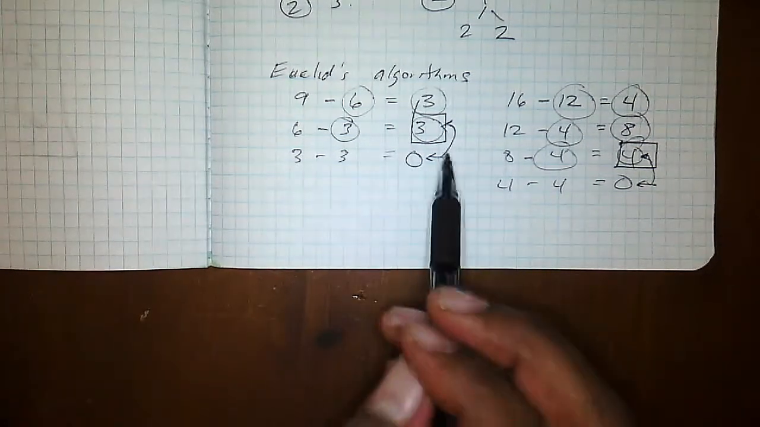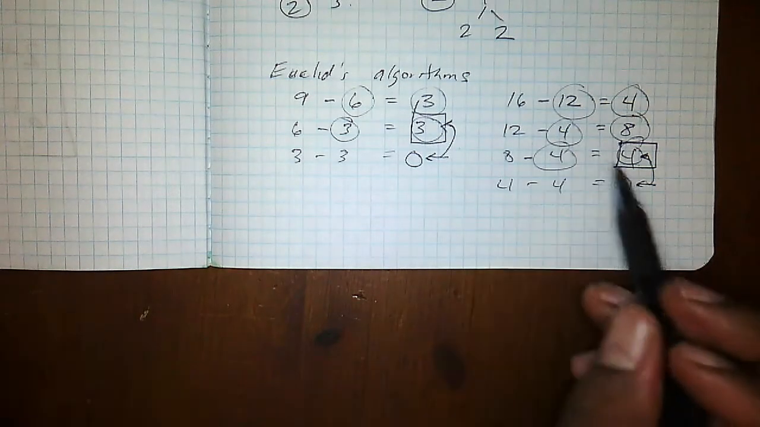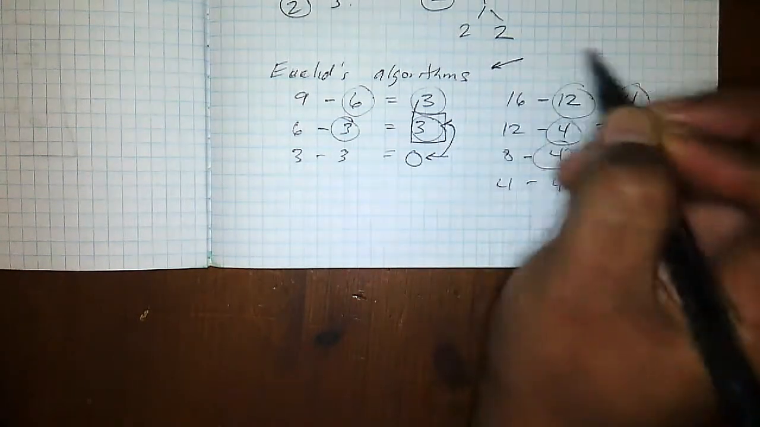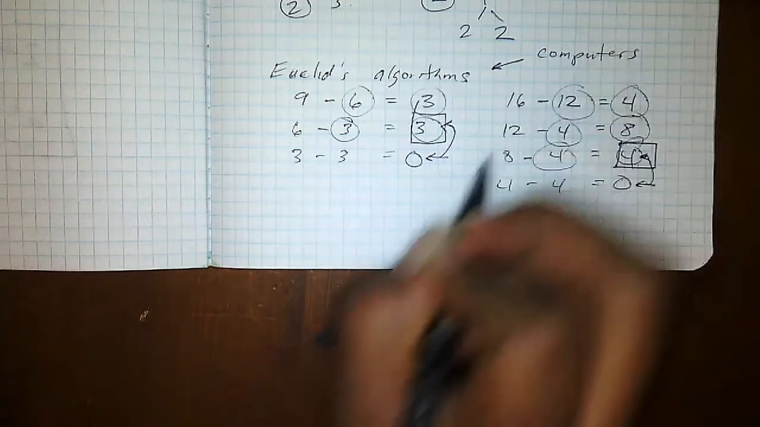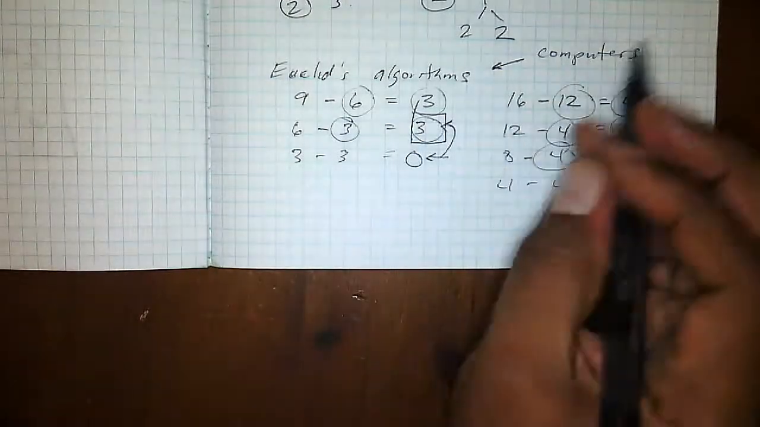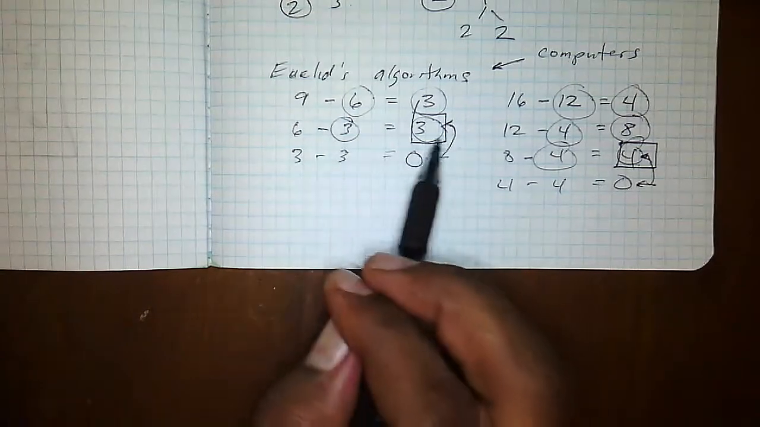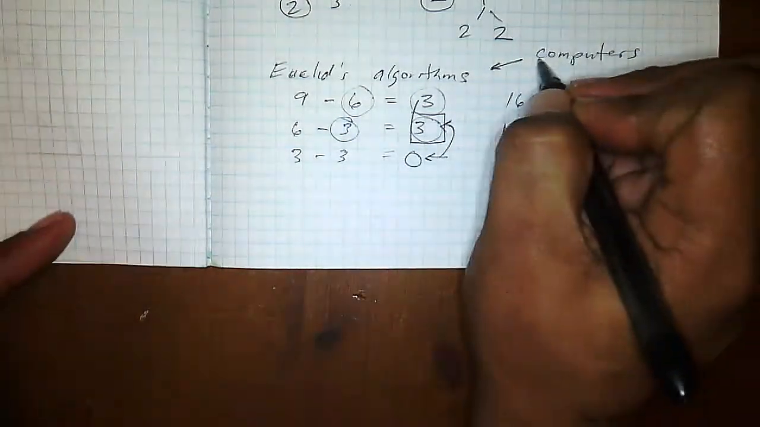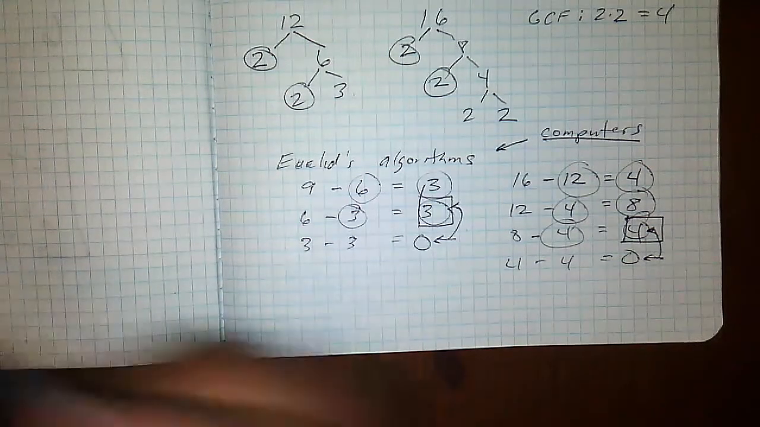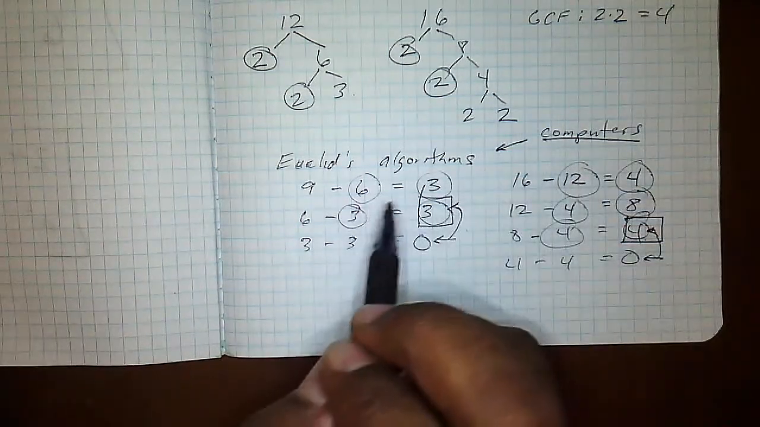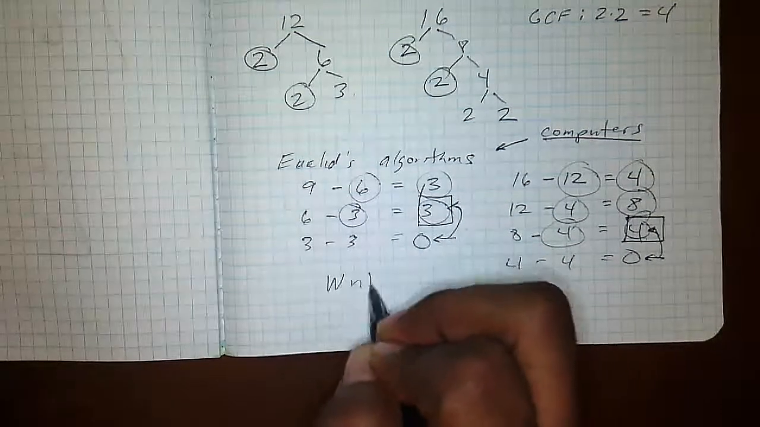Now this method can become very, very long, but this method right here is really good for computers. If we were going to design a computer program, this is one of the best methods that we could use: Euclid's algorithm. So this is good for computers. So, alright, there's three different methods. And we'll also look at this Euclid's algorithm a little closer in the next video, and how we can write the code. We will write the code.